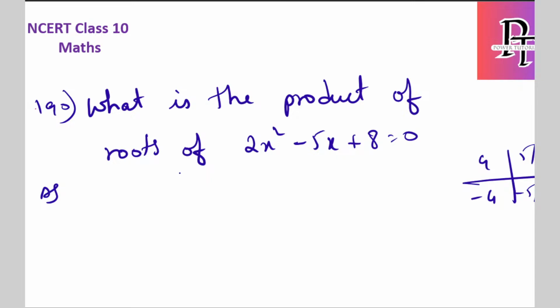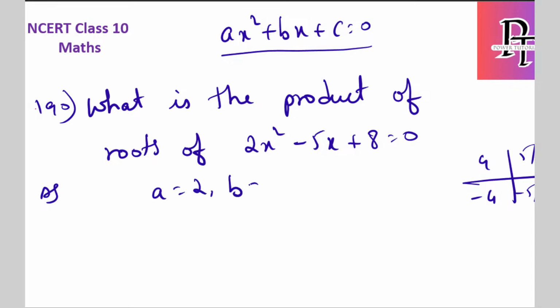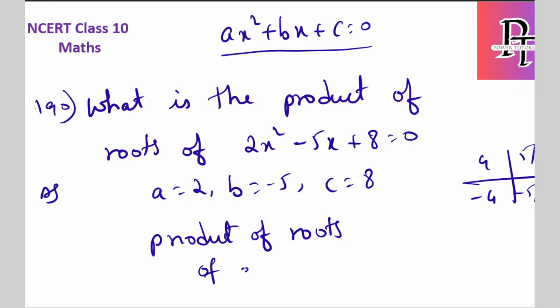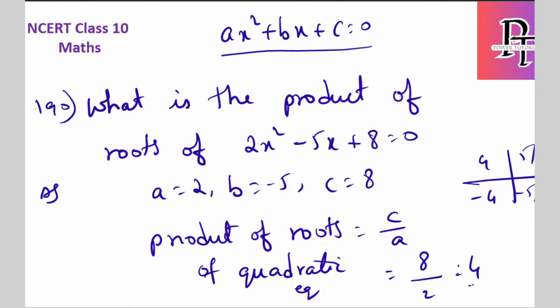For the product of roots formula, it has to be compared with the standard quadratic equation, which is ax square plus bx plus c is equal to 0. So the a value is 2, b value is minus 5 and c value is 8. The product of roots formula for a quadratic equation, which has the highest power as 2, is c by a. Here the c value is 8, a value is 2, so c by a becomes 8 by 2, which is 4.